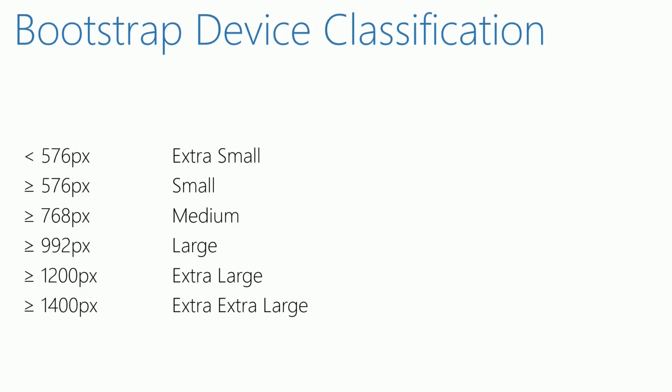If I want to define a div that is going to occupy half of the device width, let us see how it can be defined for each one of these 6 device classifications. For extra small, it should be col-6. For small, it should be col-sm-6. Here, small is represented as sm.